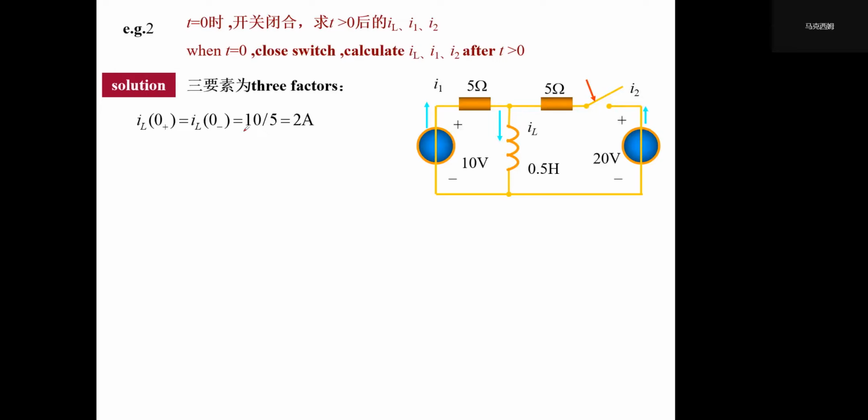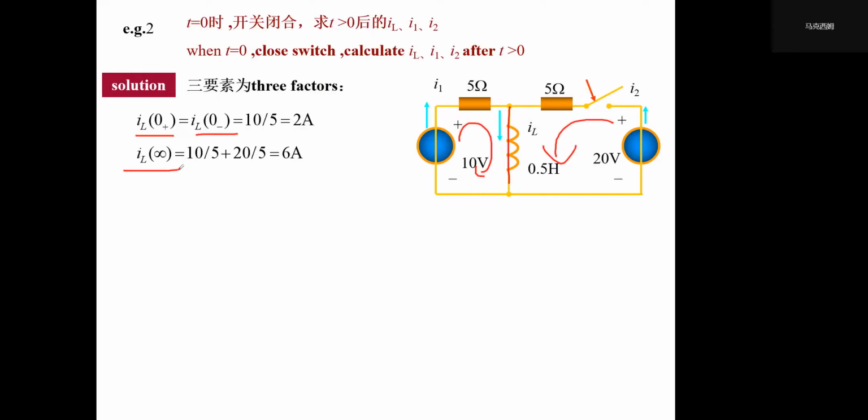We know that before switching, the current in this loop, this is actually a wire, so it's 10/5, which is 2 ampere. And after we switch, for a long time, we still have two loops connected. So it's 10/5 plus 20/5, which is 6 ampere. So the initial value and the final value are known.